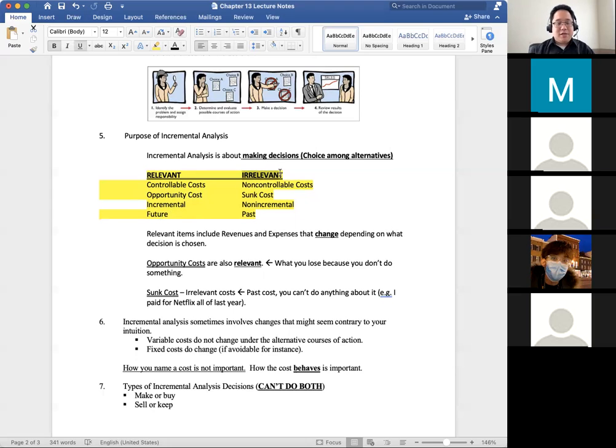Irrelevant things are things that you have no control over, non-controllable costs. Sunk cost is something that's already happened. You can't do anything about it. Non-incremental is a cost that is there no matter what. Past cost already happened. It's not going to change, right? So for incremental analysis, only think about things you can control and things you can change.